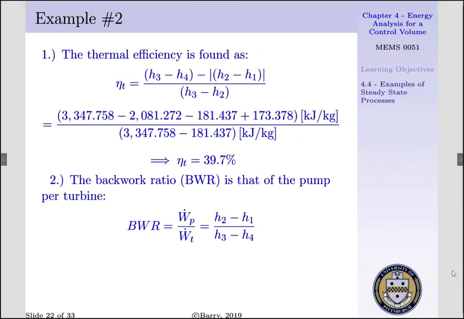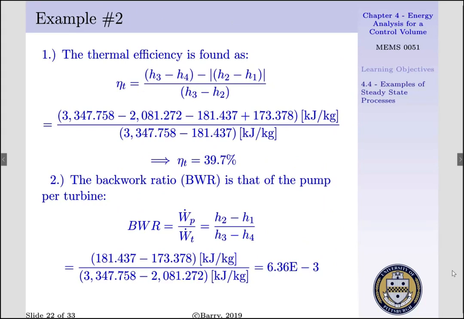If we calculate our back work ratio, i.e. H2 less H1 per H3 less H4, we find our back work ratio is 6.36 e to the minus 3. Our back work ratio has also decreased, i.e. the work of our turbine has increased since our pump work has remained the same.